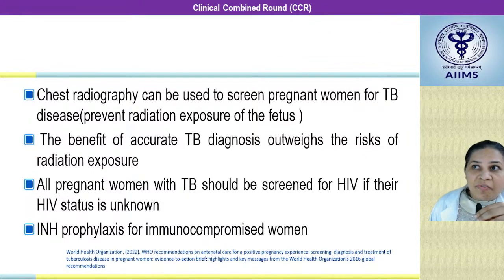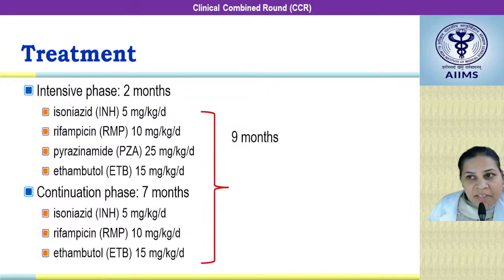Chest radiography can be used to screen the pregnant woman for tuberculosis disease with the prevention of X-ray exposure to the fetus. The benefits of accurate TB diagnosis outweigh the risk of the radiation exposure. All pregnant women with TB should be screened for HIV infection if their HIV status is unknown, and AIDS prophylaxis for immune compromised women is mandatory.